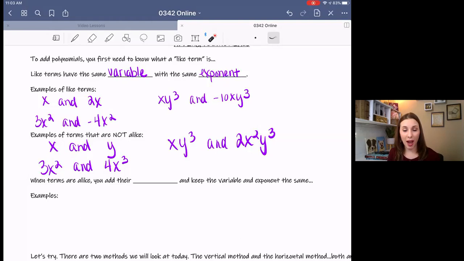And when you add like terms, you just add their coefficients. So you might be thinking, I know I've changed the exponent on something before, why don't I do that now? The only time the exponent is going to change is when you're multiplying or dividing. When you're adding, you're just looking at that coefficient.